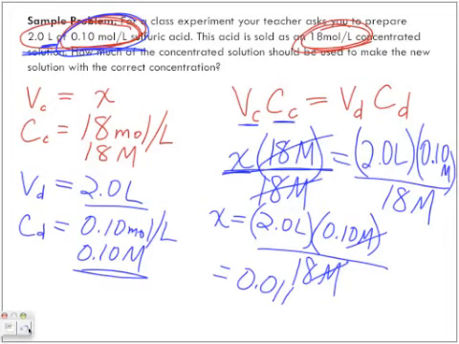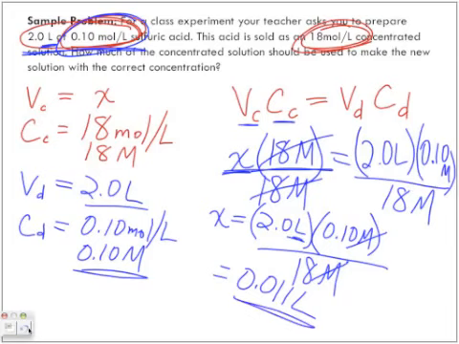0.011, and so we know the units are in liters. So we look at the least number of significant digits of my question. What are they? 2. So we just leave it at that.